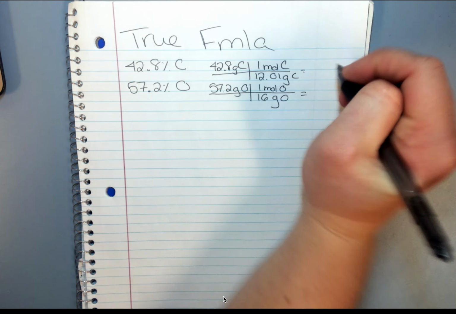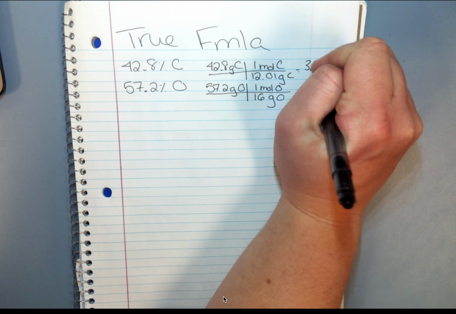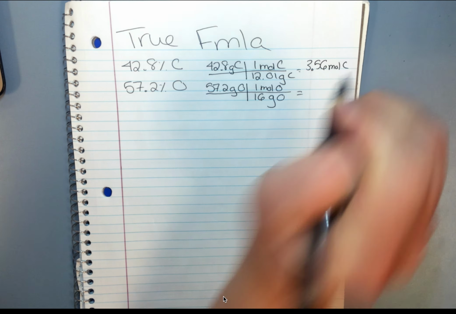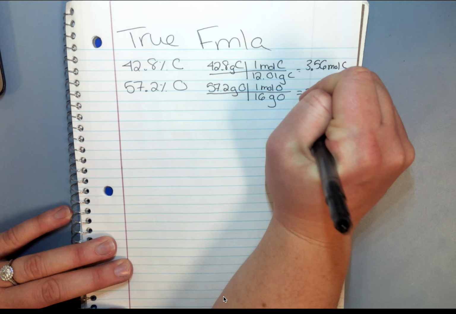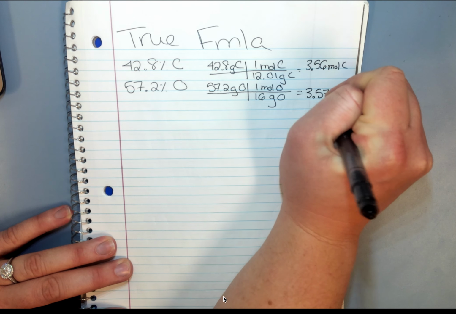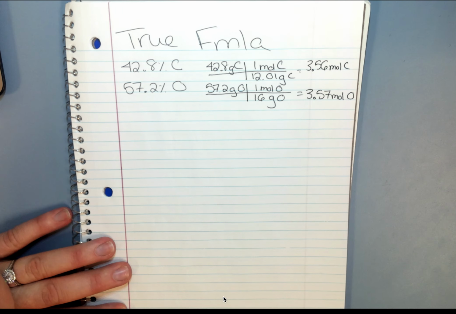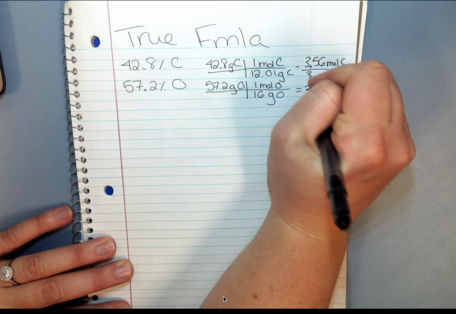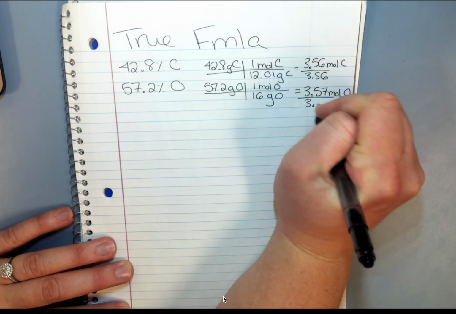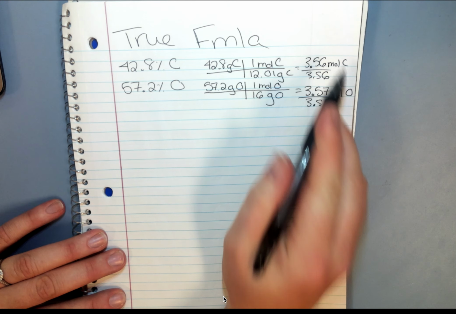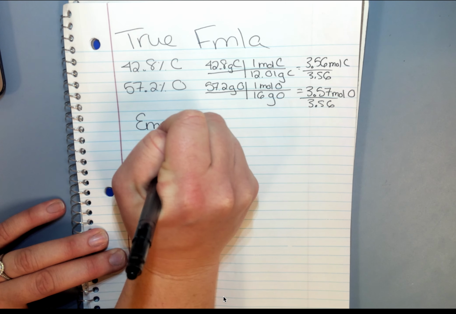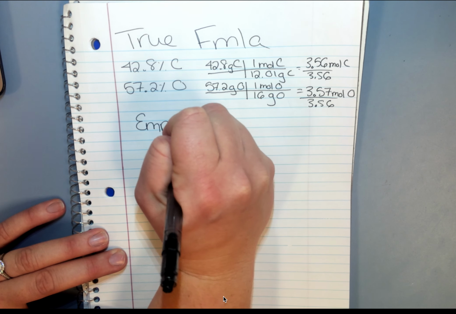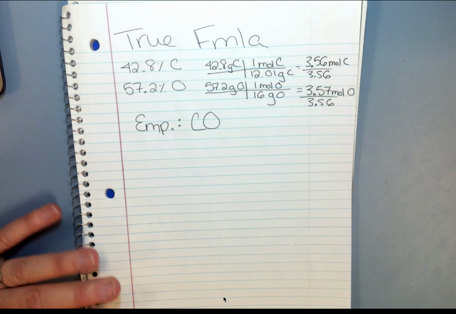So I get that for every 3.56 moles of carbon, I get 3.575 moles of oxygen. Now, if I'm going to divide both of these by 3.56, I mean, really just looking at these numbers, we can tell this ratio is going to be 1 to 1. So my empirical formula is going to be just CO. So we have carbon monoxide.